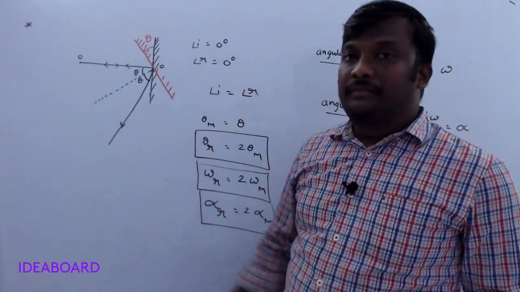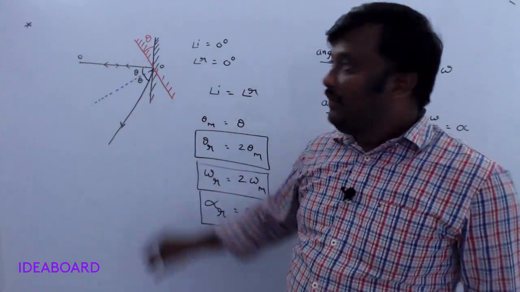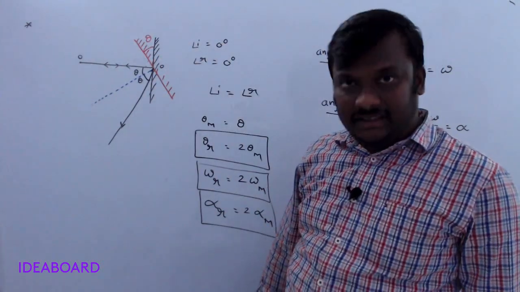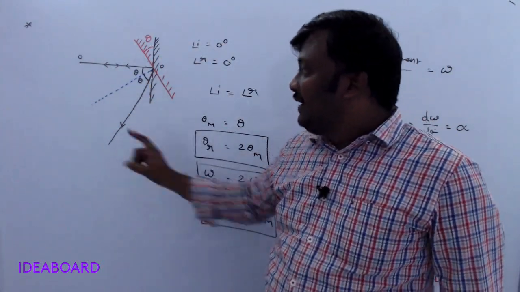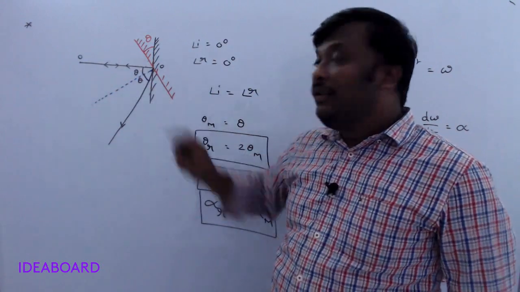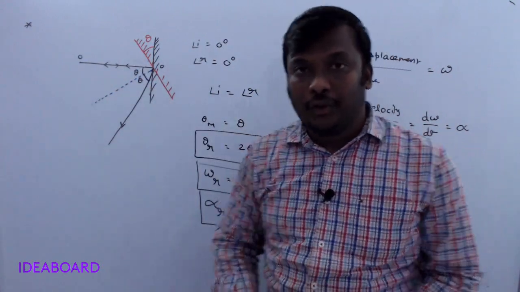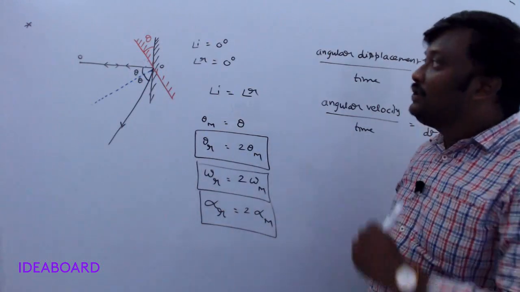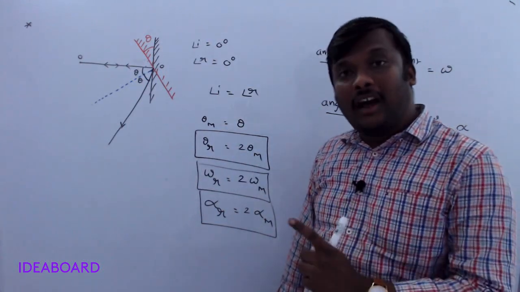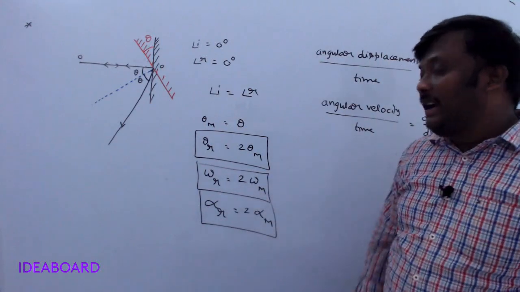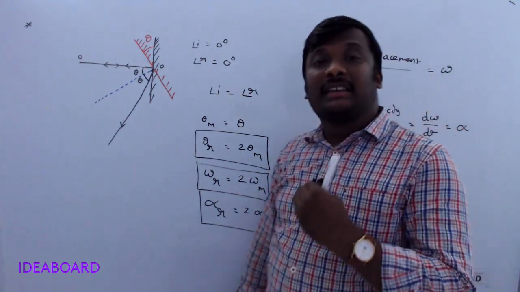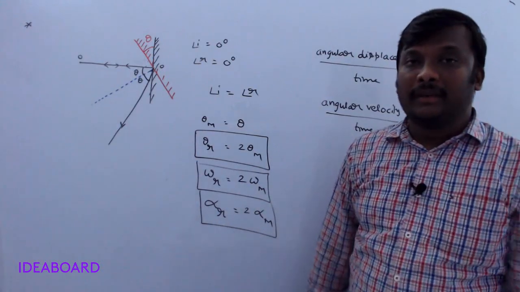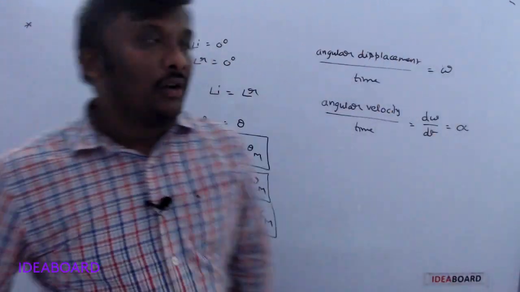Without changing the direction of the incident ray, if the mirror rotates through an angle theta, then the new reflected ray makes an angle of 2 theta. So theta r is 2 theta m. If the question is asked in terms of angular velocity, omega r is equal to 2 omega m. If it is asked in angular acceleration, alpha r is equal to 2 alpha m. Okay, note it down.